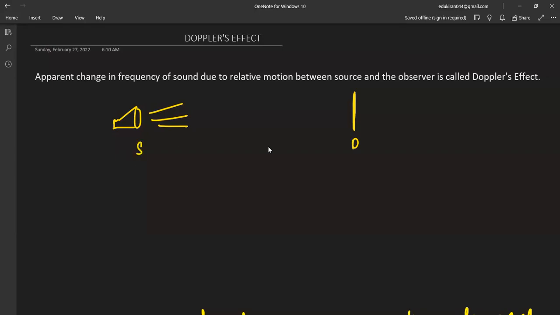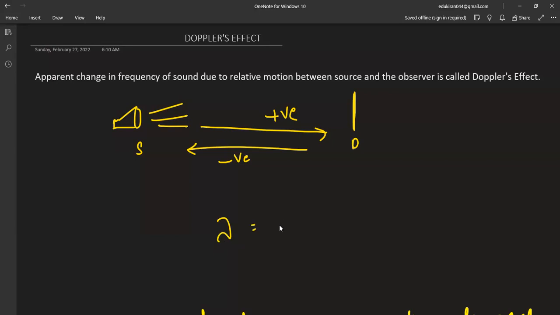And we take a sign convention: from the source to the observer, if the sound is moving like this, we take it to be positive. If the opposite occurs, that is from observer to source, we take this as negative. All right. So how do we calculate the apparent frequency?